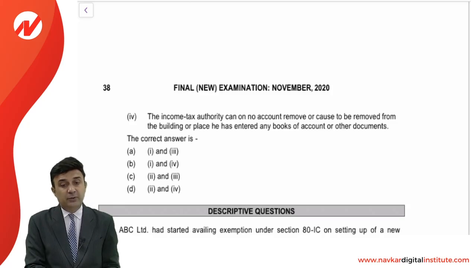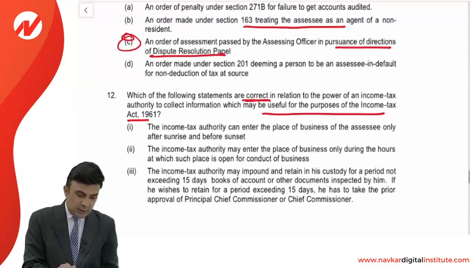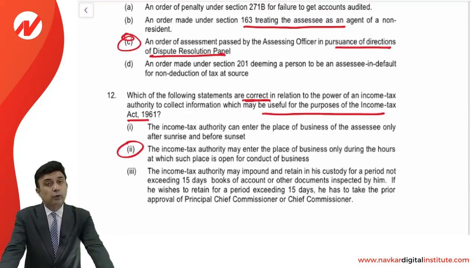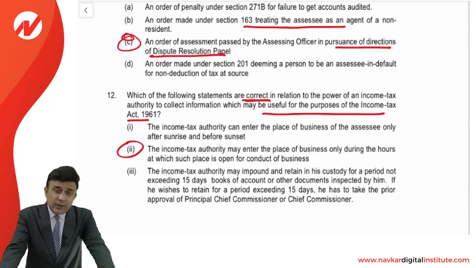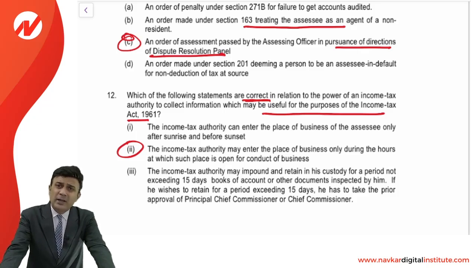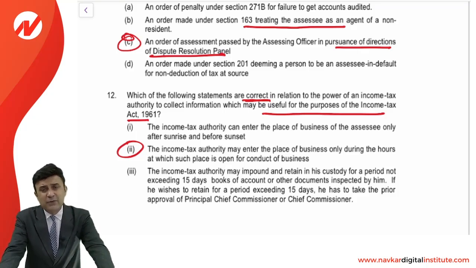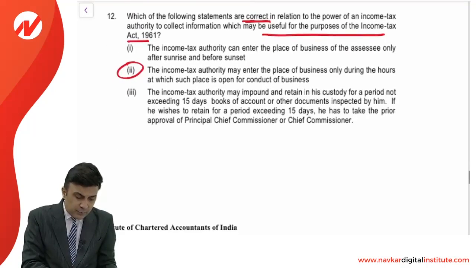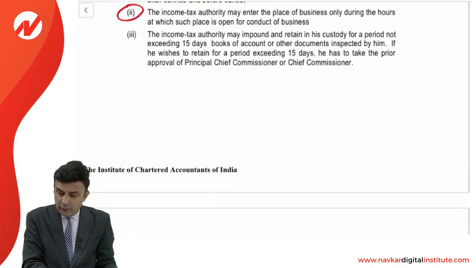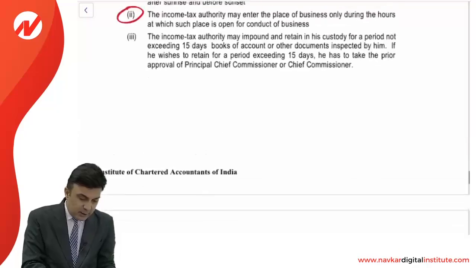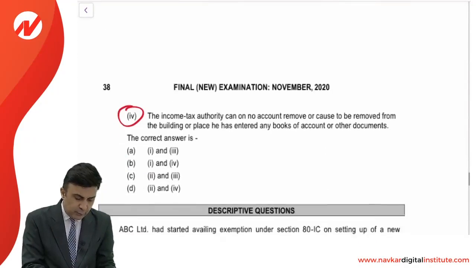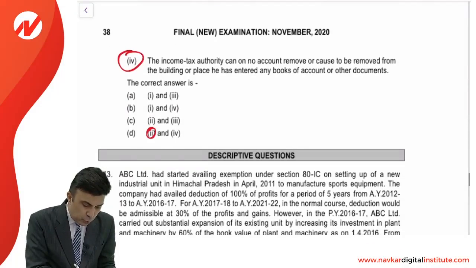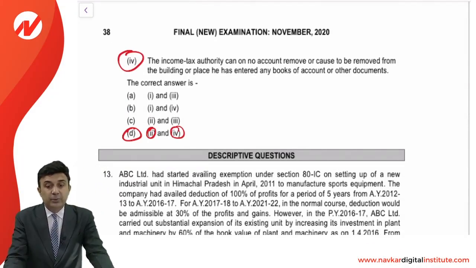accounts or other documents. Friends, number 1, they are allowed to enter into your premises only during office hours. Once they enter, they are not supposed to take away anything. So they can tick mark, they can calculate, they can mark, identify, but they cannot take away. So if they are not able to take away, the point relevant to keeping it for 15 days is also not applicable. They are not allowed to remove the books of accounts, and hence your answer will be 2 and 4 is correct. That is going to be D is your correct answer.